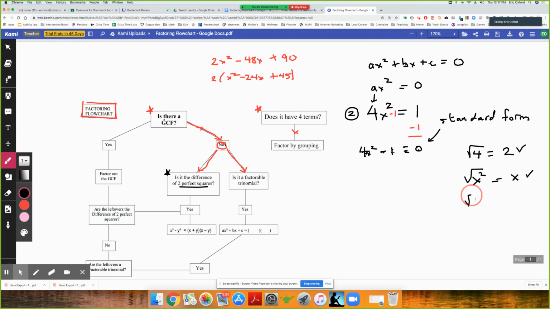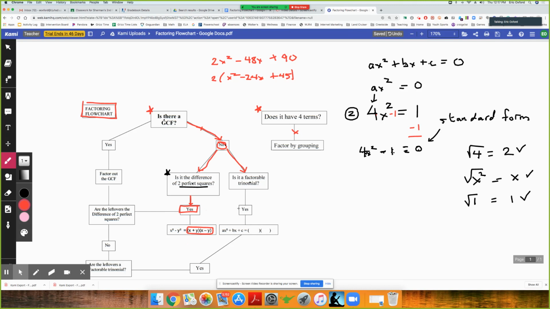That checks out. Let's take 1. What's the square root of 1? We don't take the square root of the minus sign. We just take the number itself. Well, the square root of 1 is 1. So yes, we would say the answer to this question is yes, it is the difference of two perfect squares.